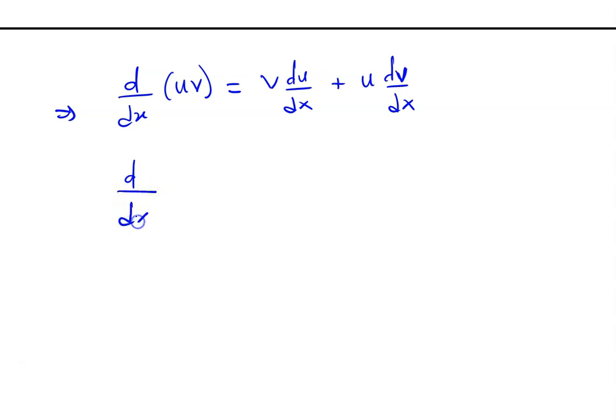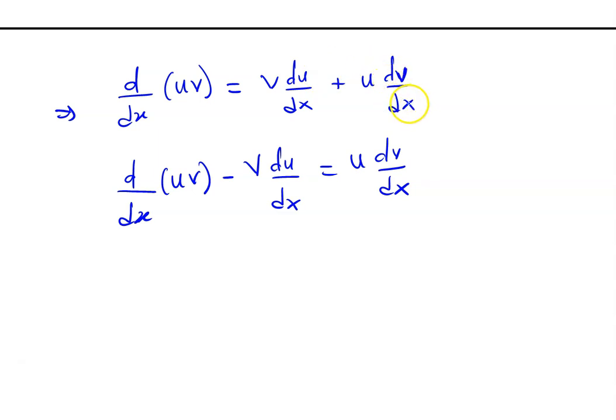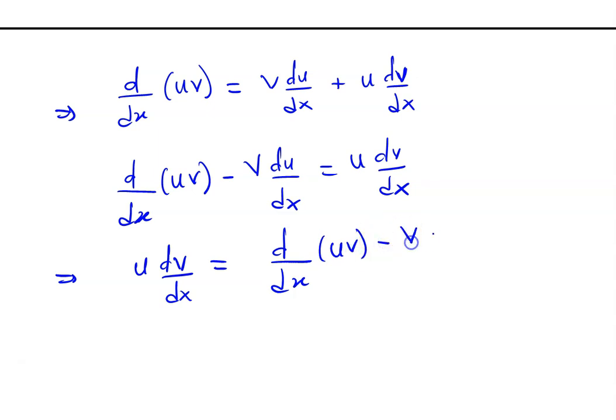d/dx of uv minus v du/dx equals u dv/dx. Yes, I've made u dv/dx the subject. So let me rewrite it again. I always prefer bringing the u dv/dx to the left hand side, or let's say right hand side of the equation. So this can also be written as u dv/dx equals d/dx of uv minus v du/dx.